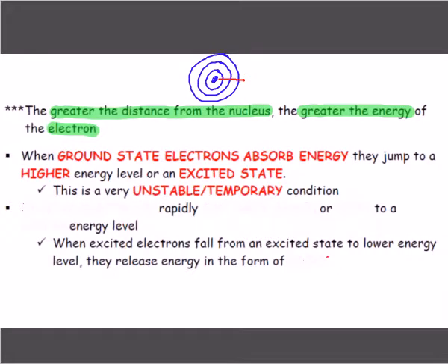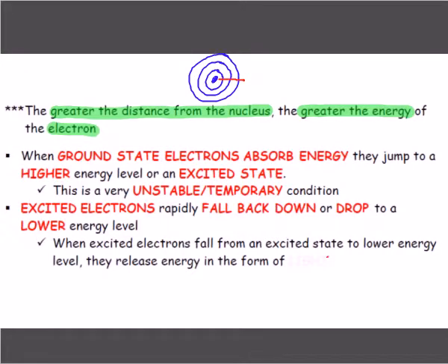Guys, it's very unstable or temporary. Again, much like giving a kid candy, they're not going to stay in that hyper state for so long. Eventually, they're going to crash down. Electrons are the same way. If they don't have that exact amount of energy, they will come crashing back down to the ground state. So excited electrons rapidly fall back down or drop to a lower energy level. We know this is happening because we actually see it.